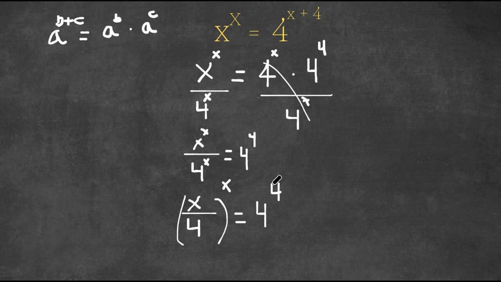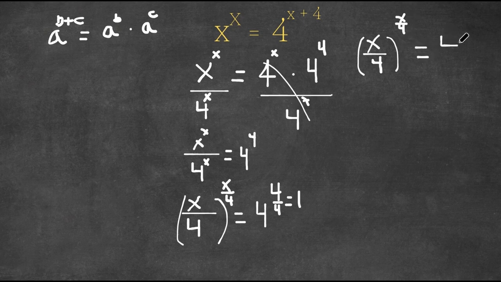Now we're going to take the 1/4 power of both sides. So we're going to raise both sides to the power of 1/4. This would make this equal to x over 4, right? And this side, 4 to the power of 4 over 4, and 4 divided by 4 is 1. So we're left with x over 4 to the power of x over 4 equals 4, because 4 to the power of 1 is 4.